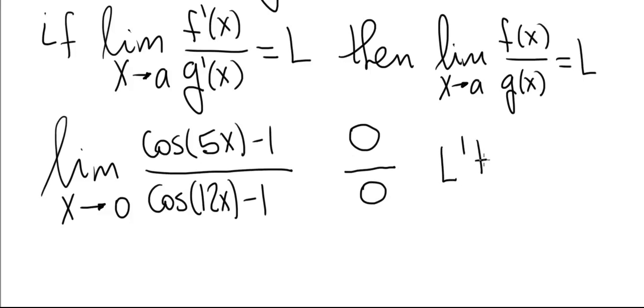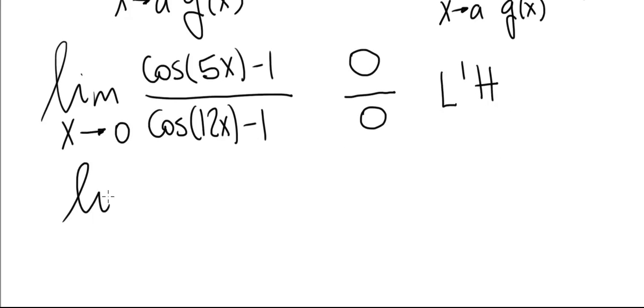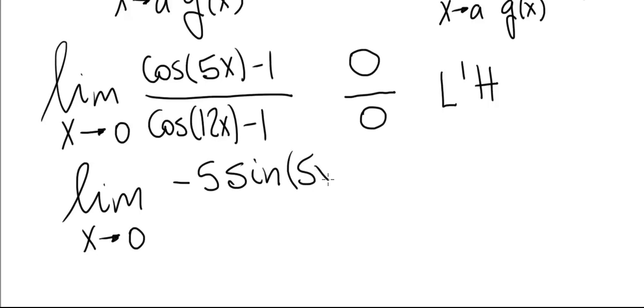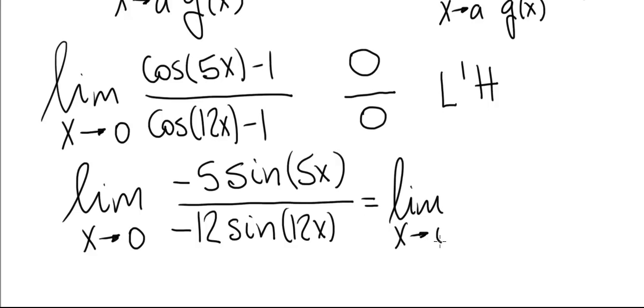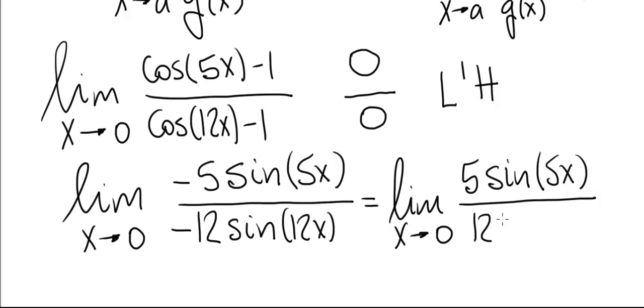So we apply L'Hopital's rule and evaluate the limit as x approaches 0 of the derivative of the numerator, that is minus 5 times sine of 5x, divided by the derivative of the denominator, which is minus 12 times sine of 12x. Let's cancel the negatives in the numerator and denominator, and our limit is the limit as x goes to 0 of 5 times sine of 5x divided by 12 times sine of 12x.